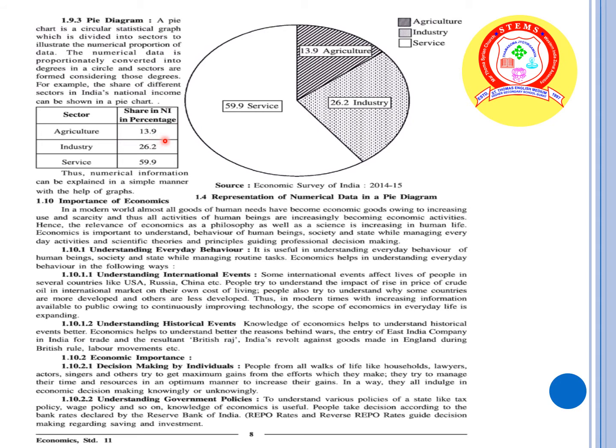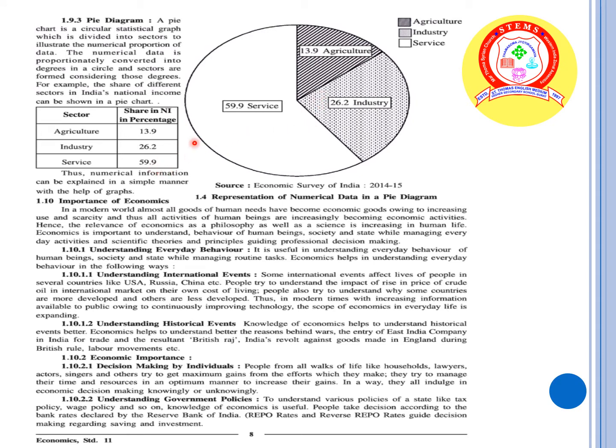Then you have to convert it into degrees. After converting into degrees, you have to draw the angle appropriately with the help of a protractor and then color or shade the sector. Clear? Then industry, that is 26.2%. Again the percentage is given to you, so you have to convert it into degrees, and like this you can see the sector. This is the angle, so for this you have to find out the degree.